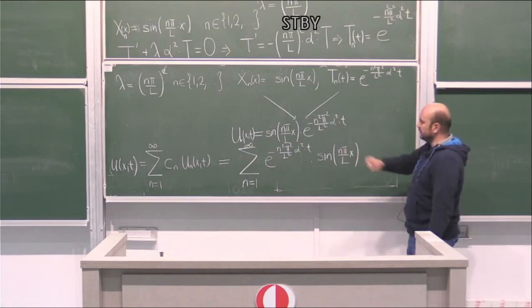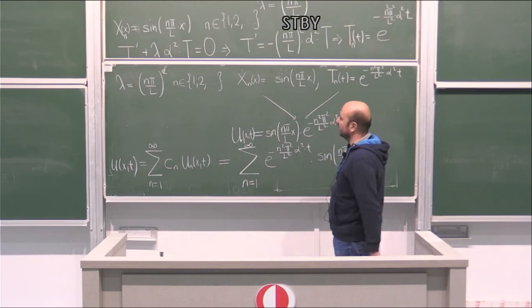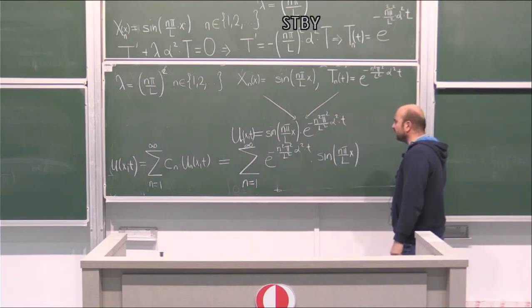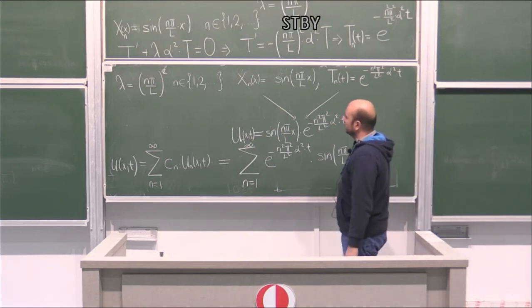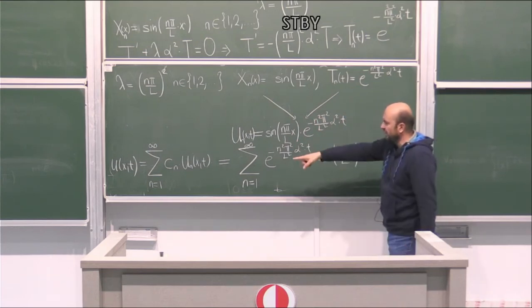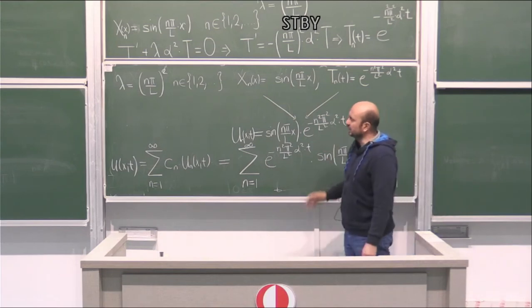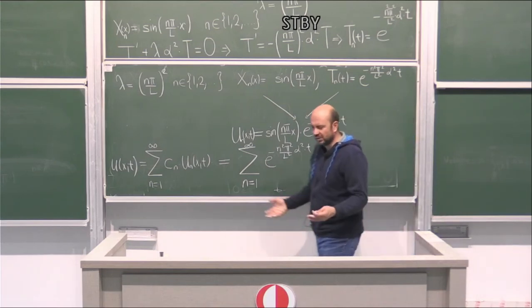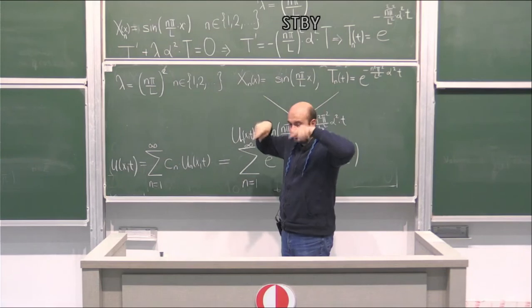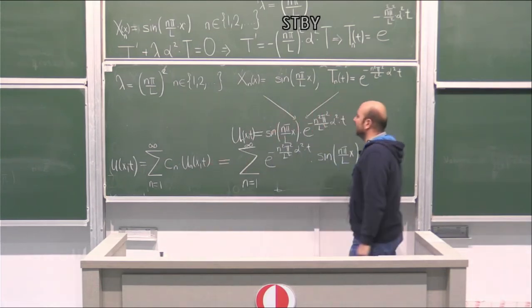Why do we have this, and why is their sum a solution? Because, again, we have a homogeneous problem. Not only these, their linear combinations are also solutions. So we get this as the general solution. Until now, we only satisfied the boundary conditions at the edges. How about the initial condition? That is what is left.